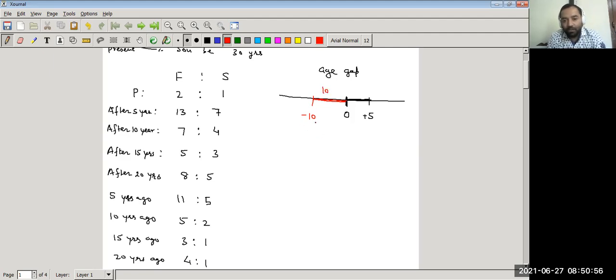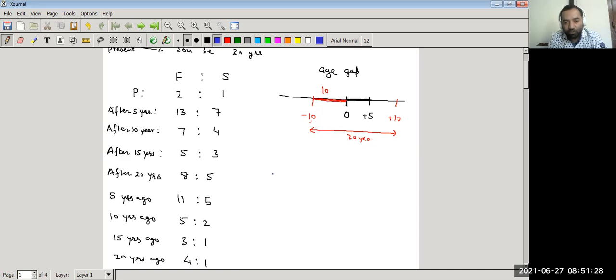Right? If the information is given that 10 years ago their ages are in this ratio, and after 10 years their ages will be this ratio, now we have to find the gap between 10 years before and 10 years after. So it will be 20 years. So in this way you find the gap between their ages. So now we will discuss examples based on these.